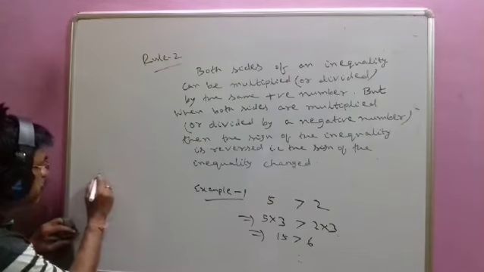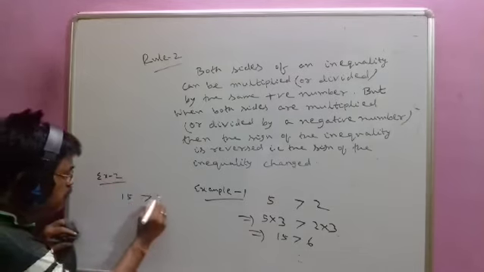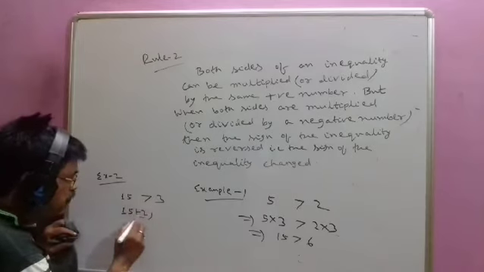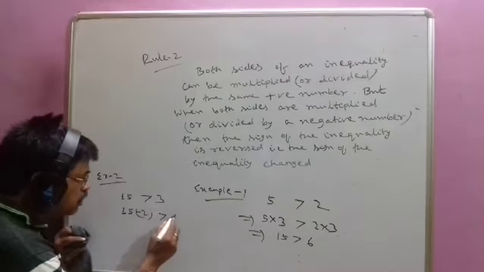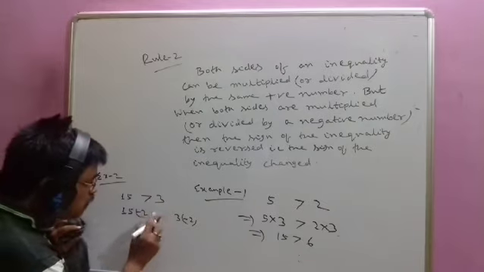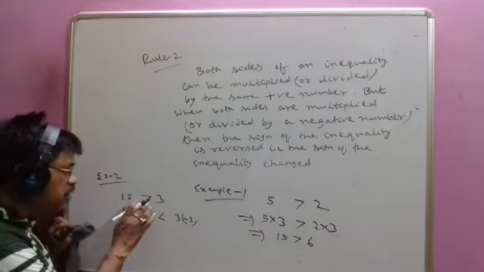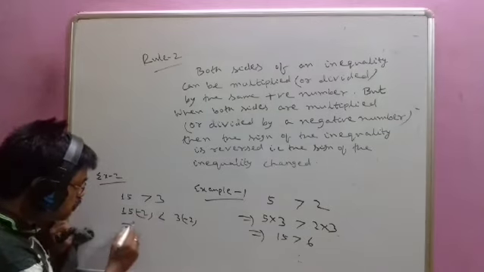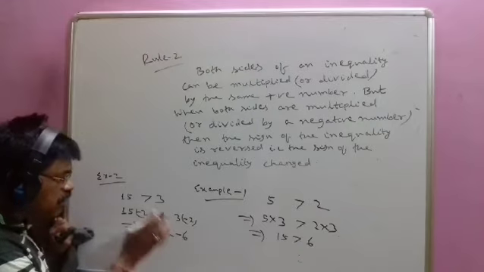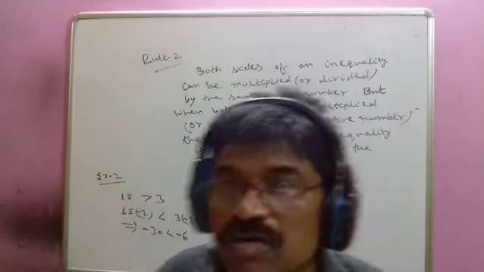Let me say another example. Example 2. Suppose I say 15 is greater than 3, and I multiply by minus 2 on both sides. So 15 into minus 2, if I say greater than 3 into minus 2, it will be wrong. This will be less than, the sign will be reversed. If you multiply by a negative number, the sign will be reversed. Reverse means it was greater than, now it becomes less than. 15 into minus 2 is minus 30, and minus 6 on the other side. So minus 30 is less than minus 6. You cannot say minus 30 is greater than minus 6. Are you clear? Not clear?